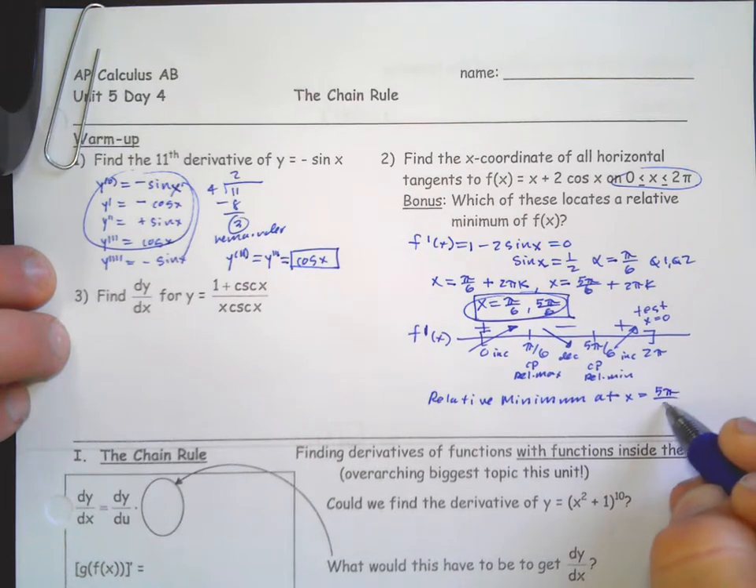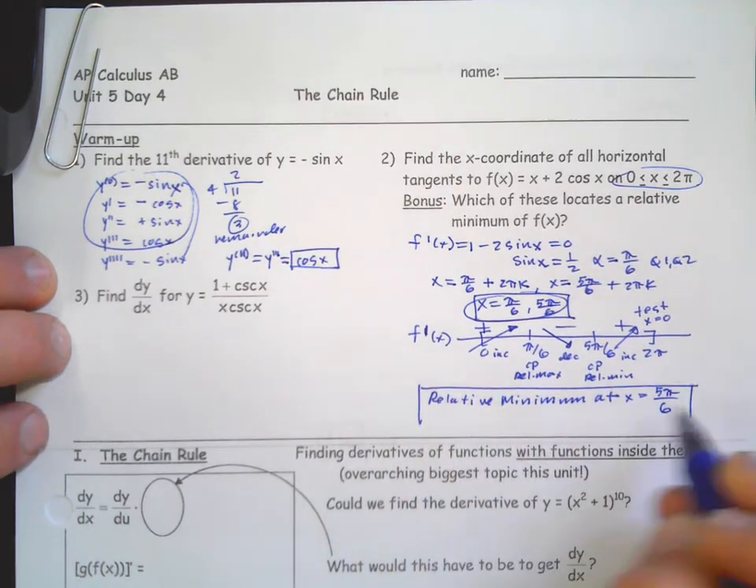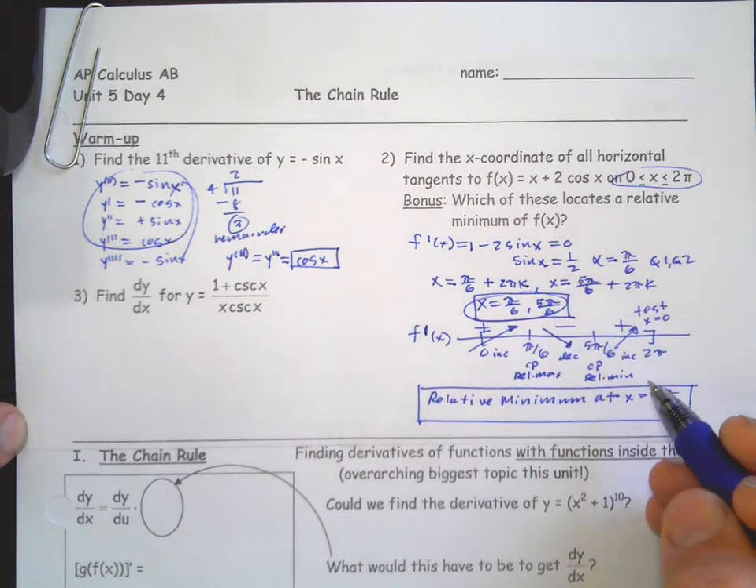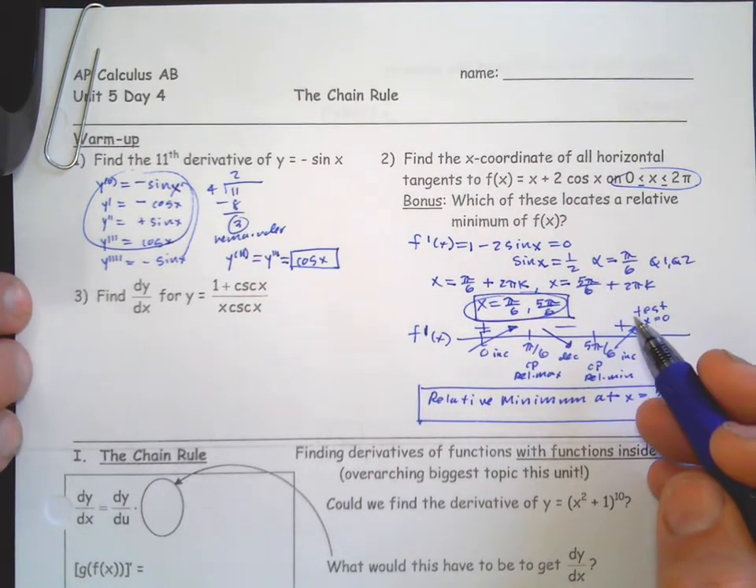Don't say the relative min is 5 pi over 6. It's at 5 pi over 6. That's the location of it. If we want to find the relative min, we plug this back in the original y equation, which you might be asked to do sometimes.